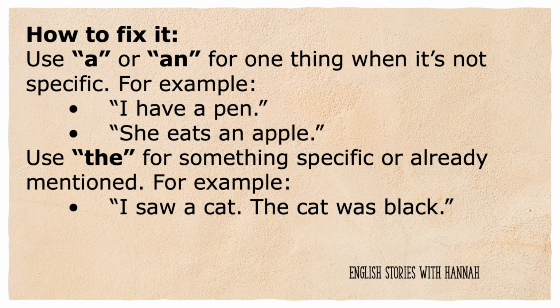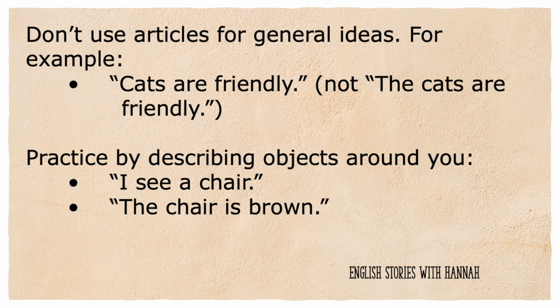How to fix it? Use a or an for one thing when it's not specific. For example, I have a pen. She eats an apple. They use the for something specific or already mentioned. For example, I saw a cat. The cat was black. Don't use articles for general ideas. For example, cats are friendly, not the cats are friendly. Practice by describing objects around you. I see a chair. The chair is brown.